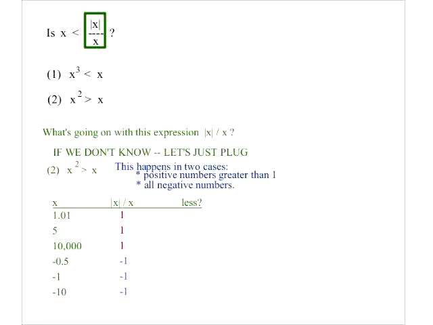So are these things less? Well, these are not. And this is not, but this one, yes, it is. So this is insufficient. Alright, so, ladies and gentlemen, the statement is insufficient, and so your answer is A.